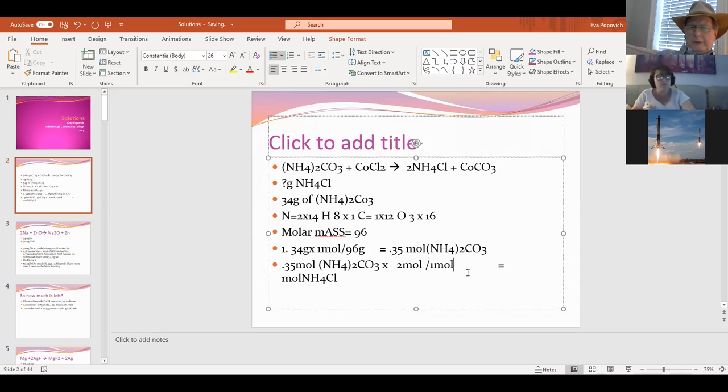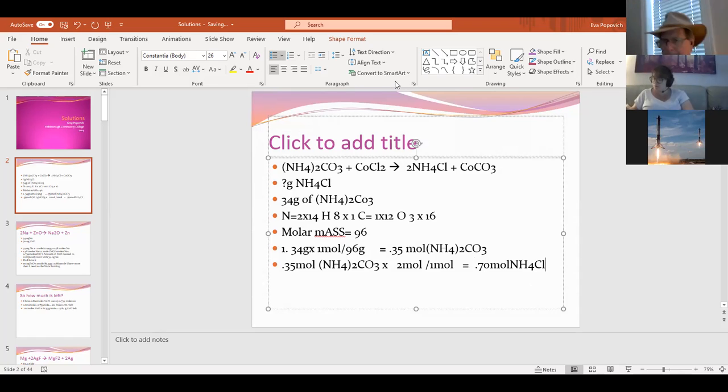I'm not going to bother doing the labeling here, but it's 2 moles of NH4Cl over 1 mole of (NH4)2CO3. If I do that math out, I get 0.70 moles. Now, what's the last thing that I do?